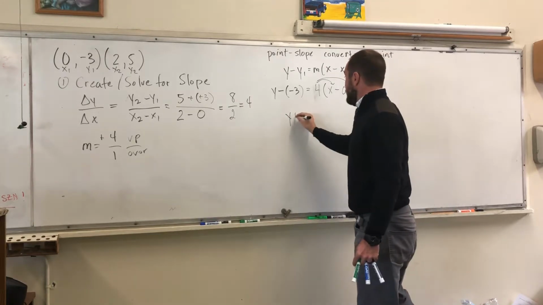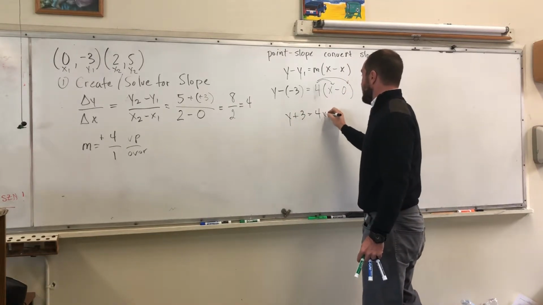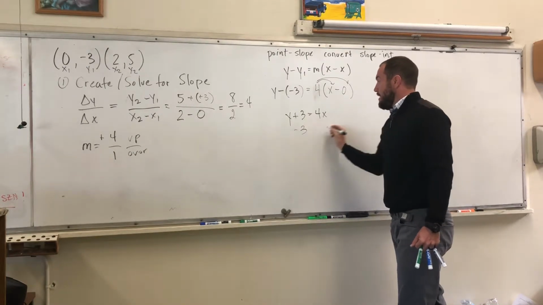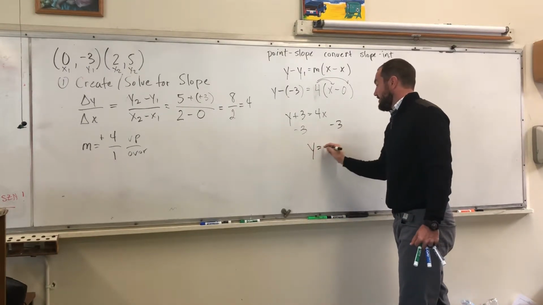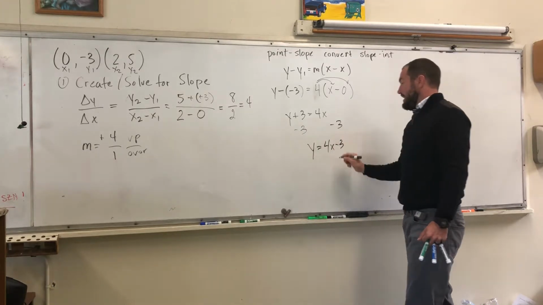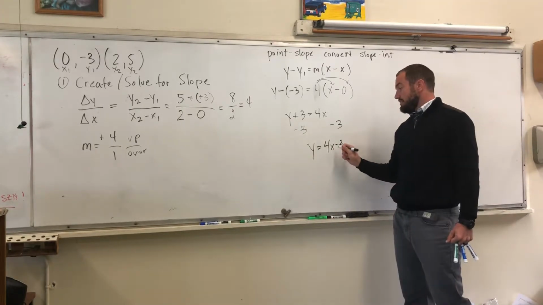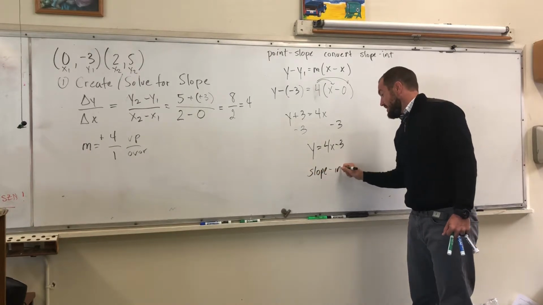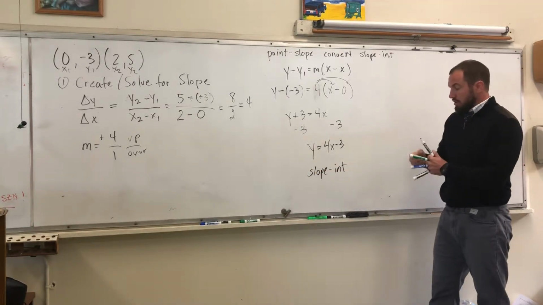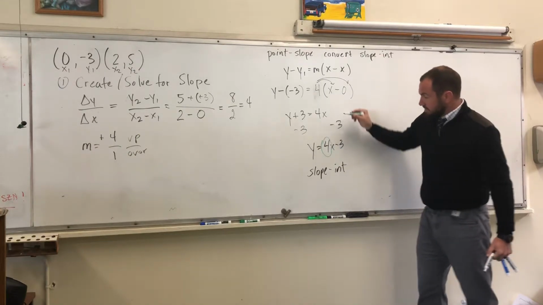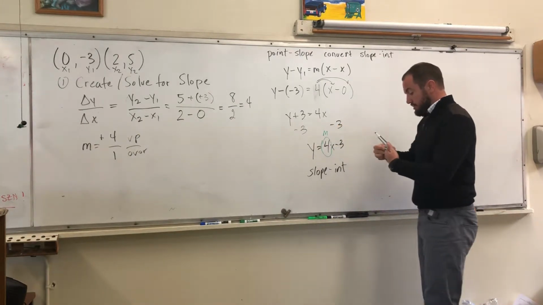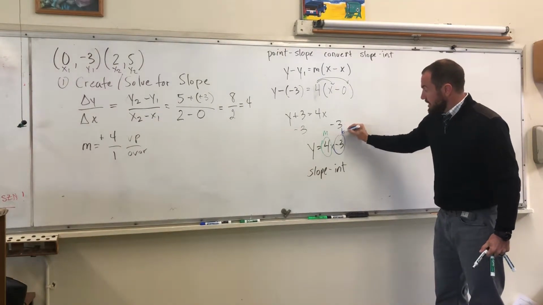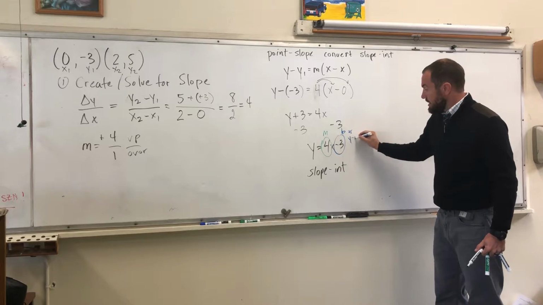And you get y plus 3 is equal to 4x, 4 times 0, 0, no change. Get y by itself: y is equal to 4x minus 3. Now this here represents your slope-intercept form because it's showing you your value in front of x, which is your m, and it's showing your value, which is a constant, which is your b, or your y-intercept.